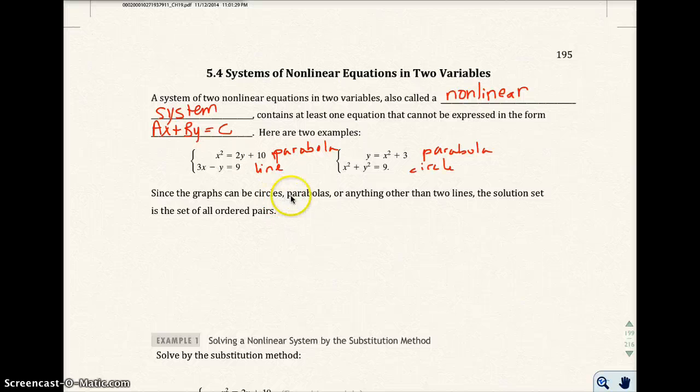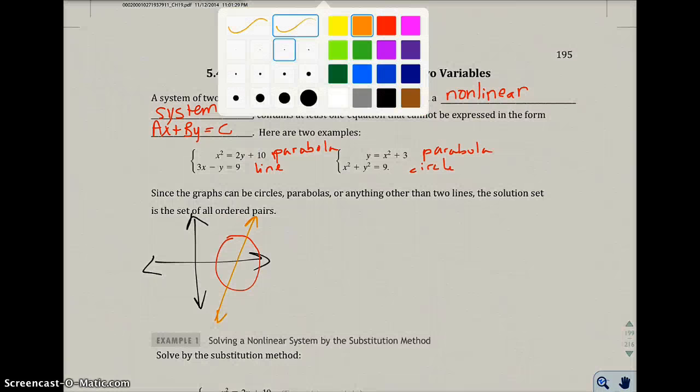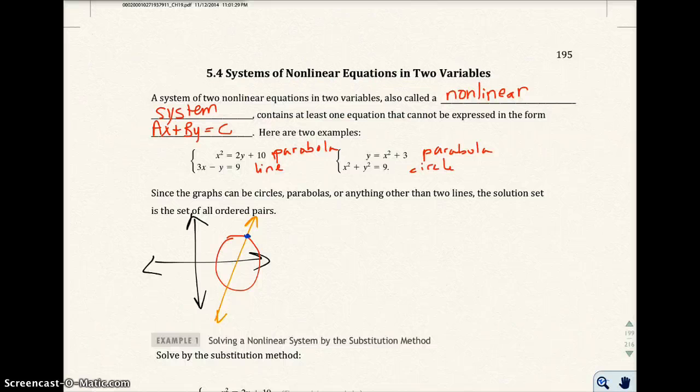Since the graphs can be circles, parabolas, or anything other than two lines, the solution set is a set of all ordered pairs. Something like this would be if I had a circle. Here's my Cartesian plane. Let me go ahead and write this circle real quick. If I had a Cartesian plane with a circle and then a line, the solution set would be these two ordered pairs right here and here.